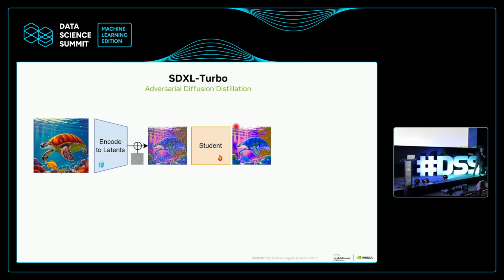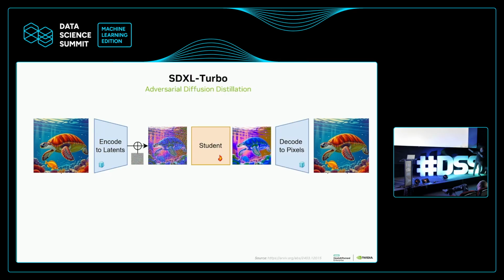The student shares the architecture of the teacher. So we are using exactly the same architecture, and we also initialize the student with the weights coming from the teacher. After that, we use a pre-trained decoder to decode it back to the pixel space. And now the training begins. So here we are using a distillation loss.